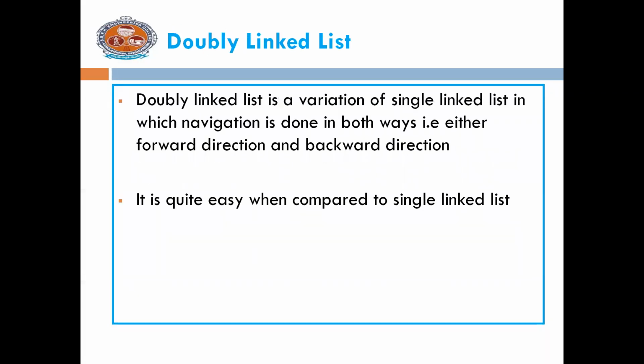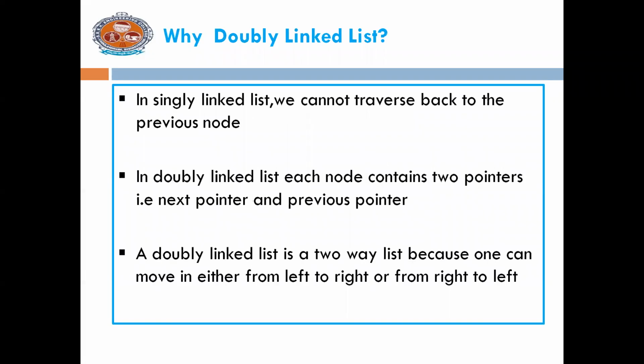Doubly linked list is a variation of single linked list in which navigation is done in both ways, either in forward direction or in backward direction. That means in single linked list, we can only traverse in a single direction, but in doubly linked list, we can traverse either forward or backward. Doubly linked list is quite easy when compared to single linked list.